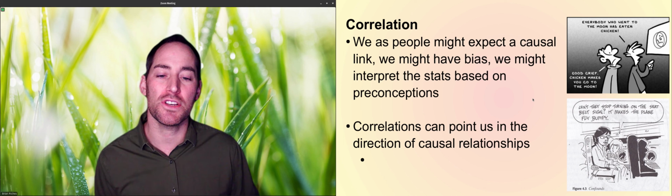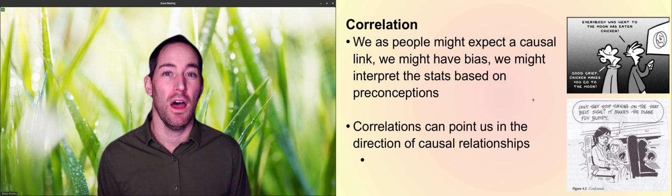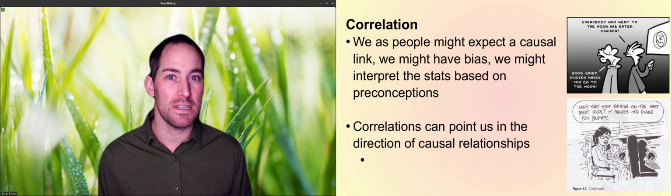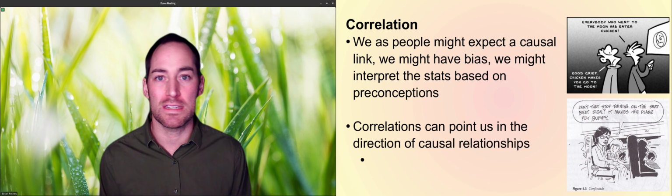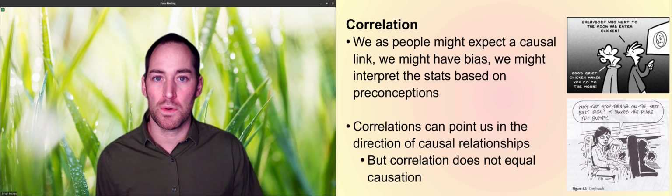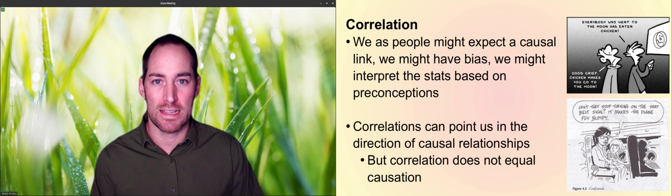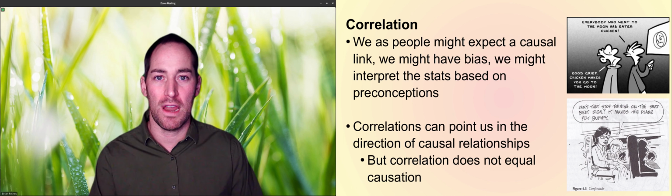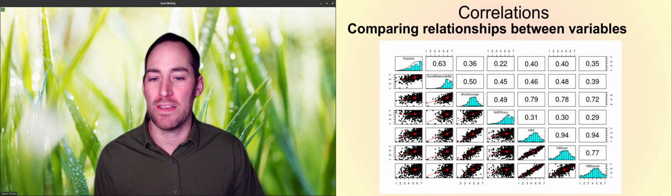So correlations can point us to the direction of causal relationships. Almost always, if there is a cause, they will also be correlated, but just because there is a correlation does not mean that there is a causation. So correlation does not equal causation. Hopefully I've said that enough times today that it's in your head and stuck with you forever. I'll say it a couple more times as we go, so it'll hopefully get even more stuck.